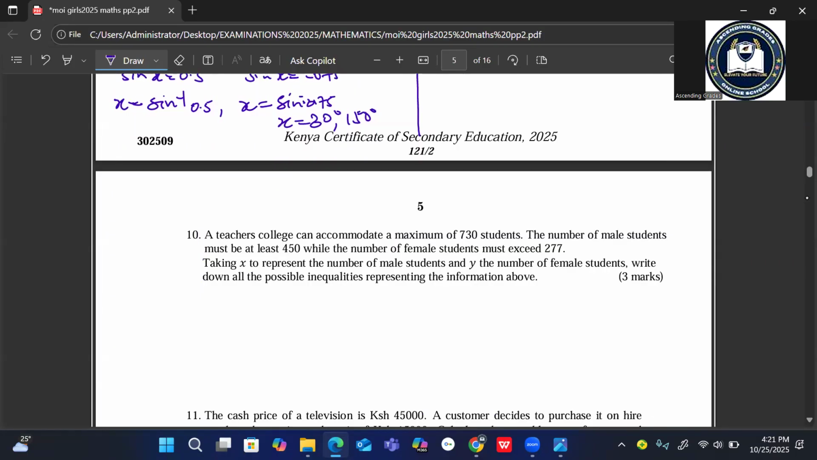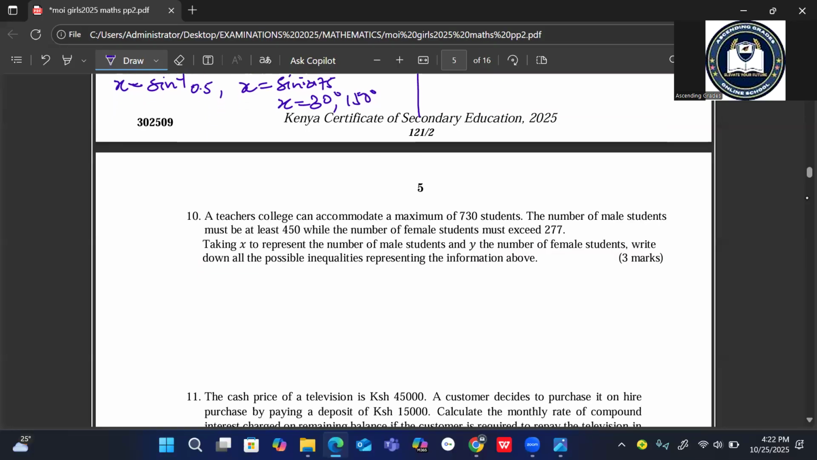Question number 10. Now, a teacher's college can accommodate a maximum of 730 students. The number of male students must be at least 450, while the number of females must exceed 277. Taking x to represent the number of male and y the number of female students, write down all the possible inequalities representing the information.